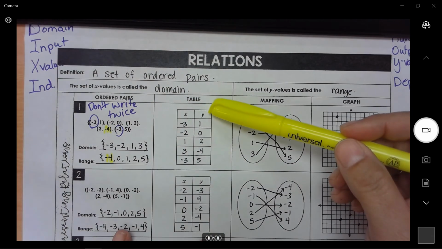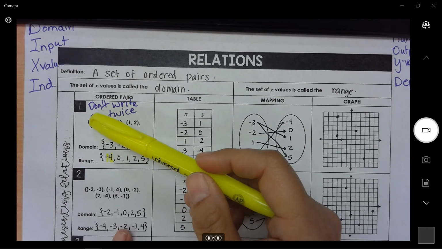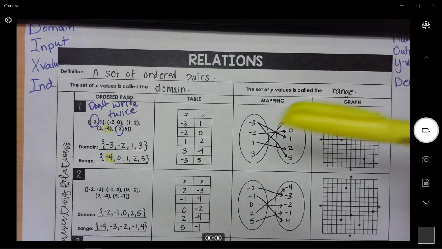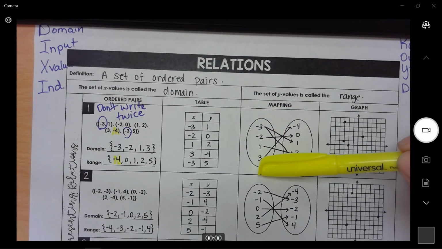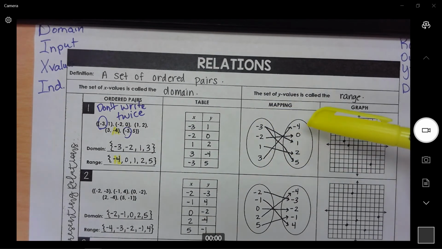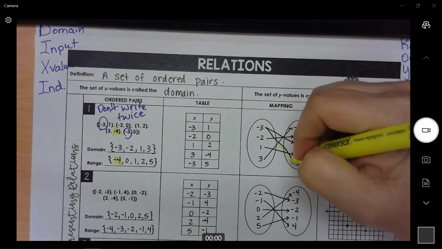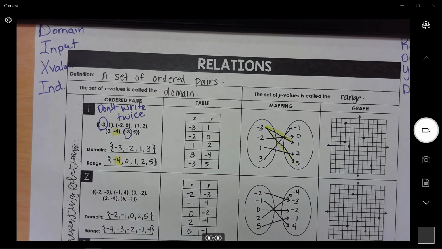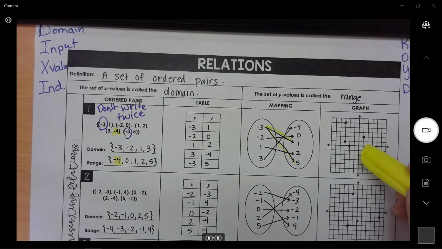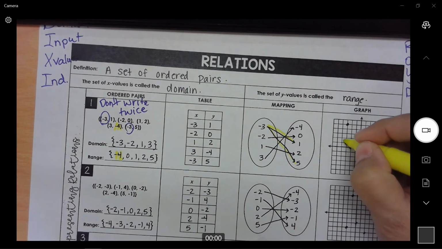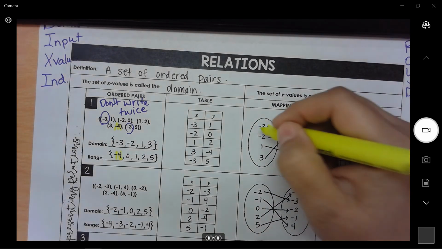So if we did that as a table, we would simply write them, instead of in parentheses, as x's and then y's. If we did it on mapping, we'd put all of our x's here and then draw arrows where all those match. So here's where you can see there's 2 -3s, or -3 mapping to 2 different numbers. And then if we were putting it on the graph, we would go over to -3, and up to 1 to find that -3 one.